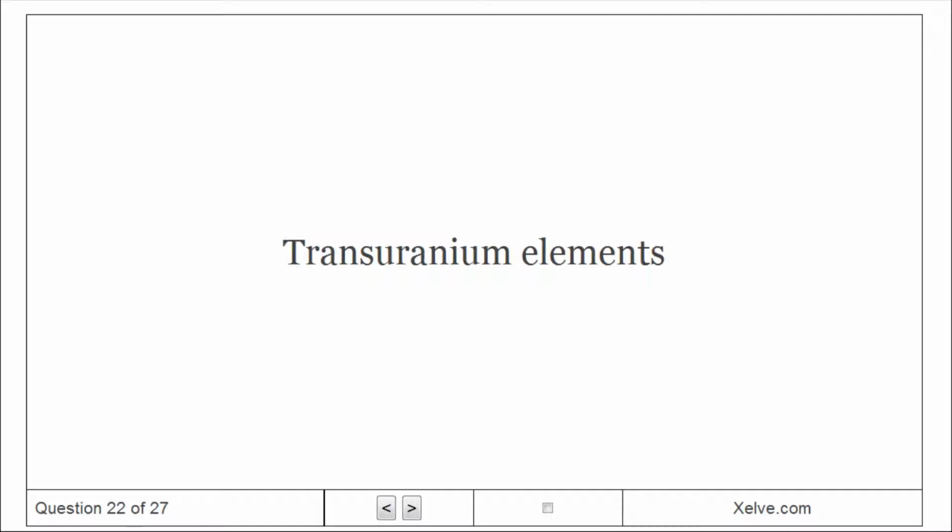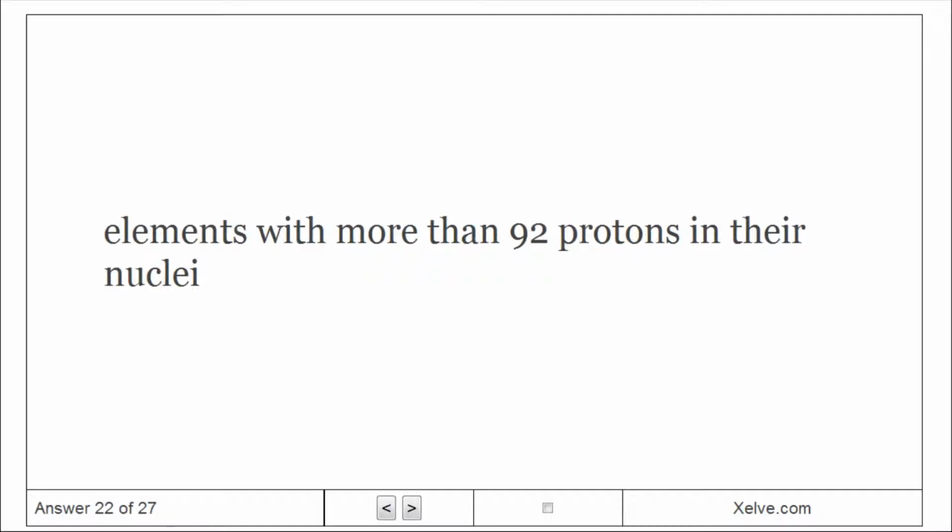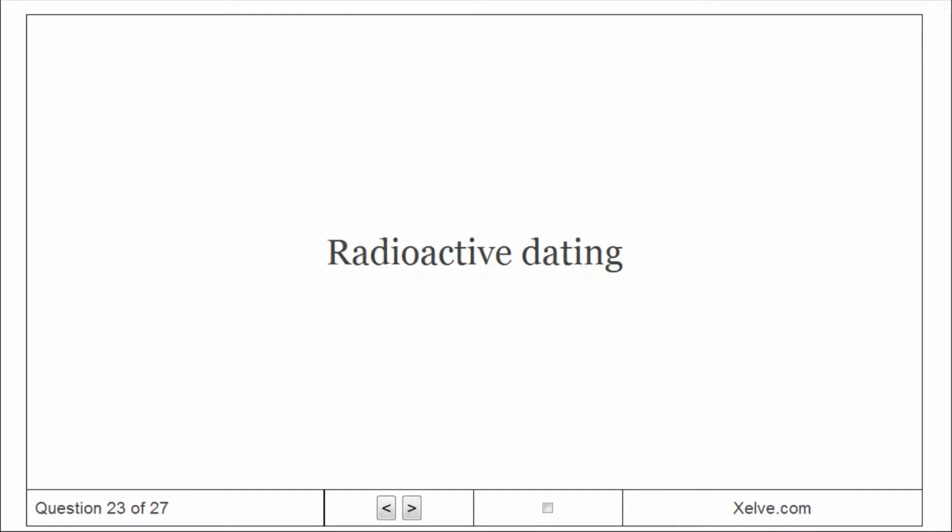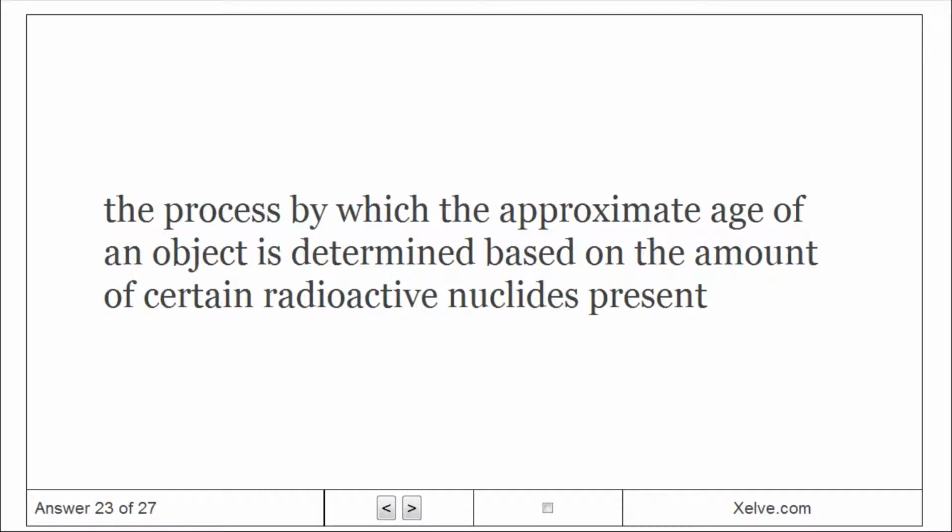Transuranium elements. Elements with more than 92 protons in their nuclei. Radioactive dating. The process by which the approximate age of an object is determined based on the amount of certain radioactive nuclides present.